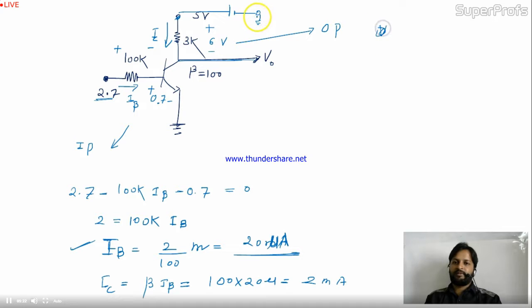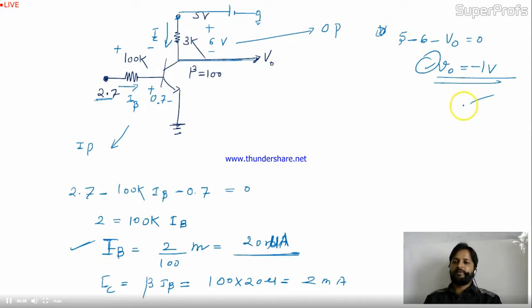So you can get V0. You will start your journey from this point. You'll get plus 5 first, then you will get minus 6 in this circuit, and at the output you will get minus V0 equal to 0. So your V0 equals minus 1 volt. In the 4 options, this answer will be available there. You will tick it.